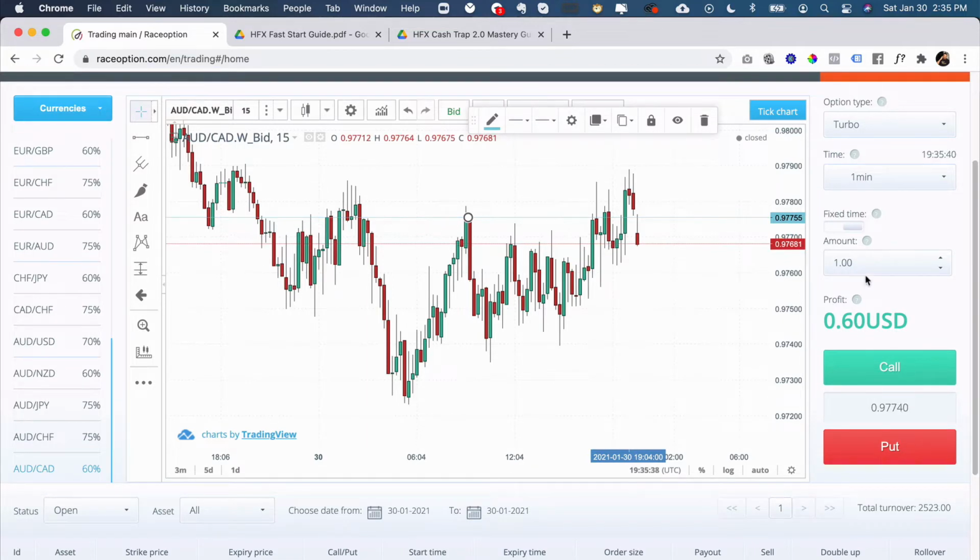So if you have, for instance, this is a 1-minute option. If I were to take this trade, if I hit rollover, then now my trade is 2 minutes. Every time you hit rollover, your time doubles. Also, every time you hit rollover, it's a 30% penalty.